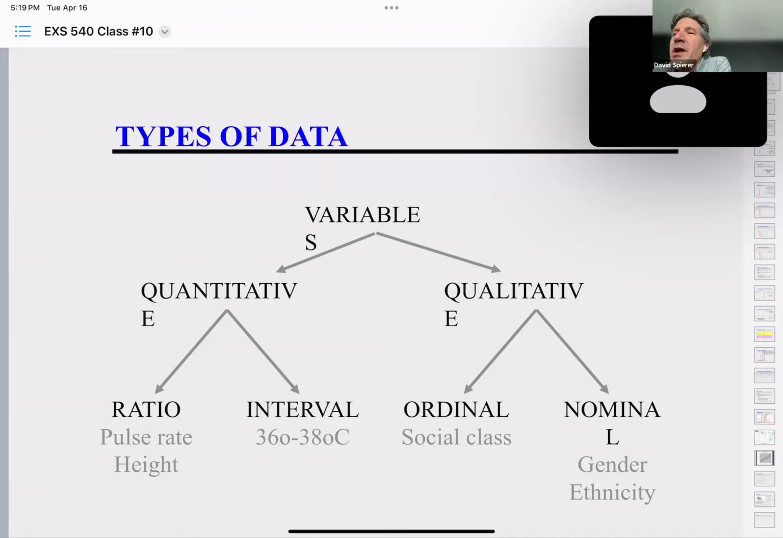Sorry about that. And then the other kind of data we have is nominal data. So nominal data is things like gender, male, female, ethnicity, not necessarily categorical, but more in the sense of an either-or type of situation. So these are the kinds of data that relate to quantitative and qualitative variables.